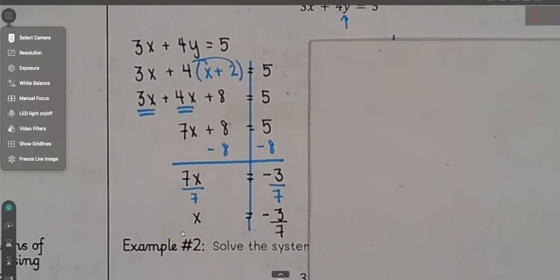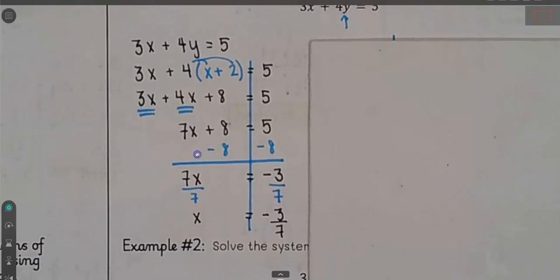Any questions? Can you guys solve for y? Please solve for y. Doesn't matter which equation you use, pick the one that's easier. Oh no, you have to solve the rest of the problem. You have to solve for y.